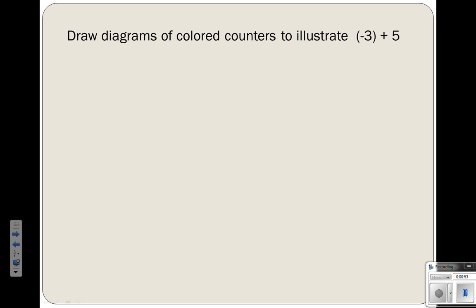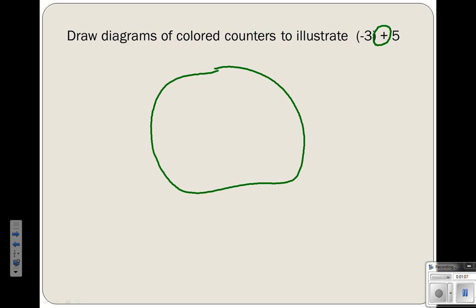Draw diagrams of colored counters to illustrate -3 plus 5. Okay, if I'm adding, then I'm going to have one big set, and I'm going to add these two groups of numbers together. Now, when I say two groups of numbers, I'm talking the -3 and the 5. If 3 is negative, I'm going to add in red counters. 5 is positive, so I'm adding in black. Now, red indicates negative, black indicates positive. One red and one black basically cancel each other out to create 0.